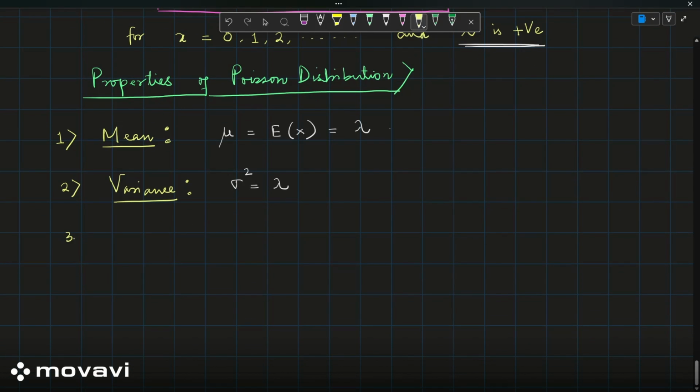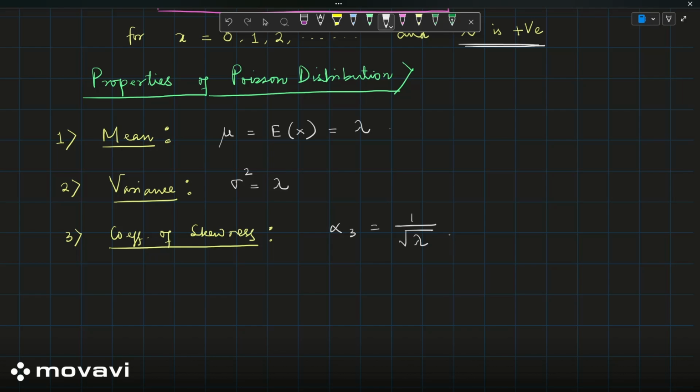The third property is the coefficient of skewness. The formula of this is alpha 3 equals 1 by root over lambda. So alpha 3 is positive here. Then the coefficient of kurtosis, and this is alpha 4 equals 3 plus 1 by lambda.